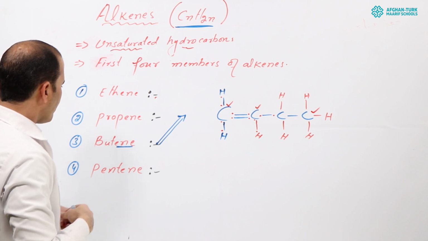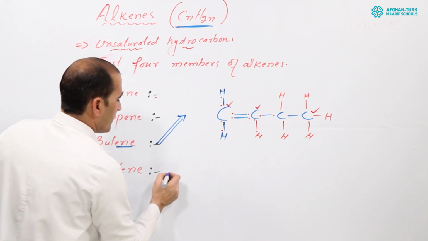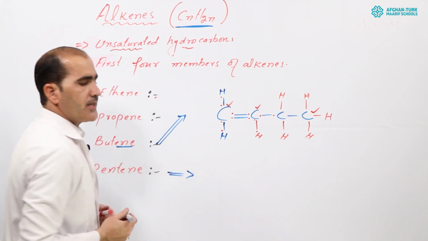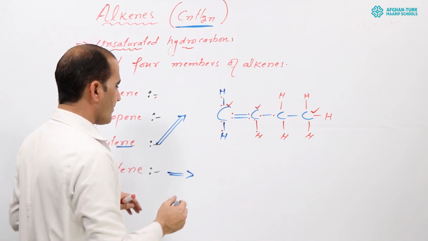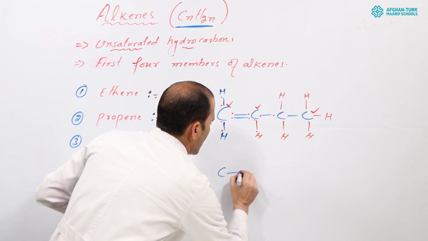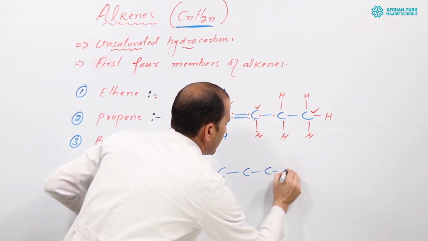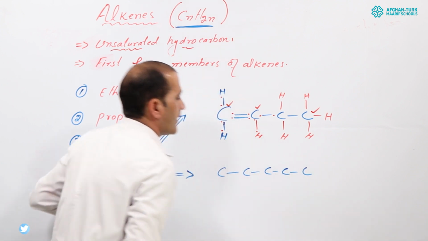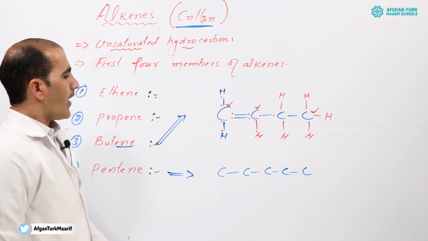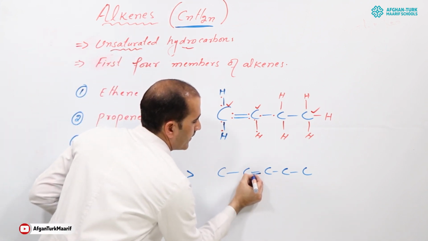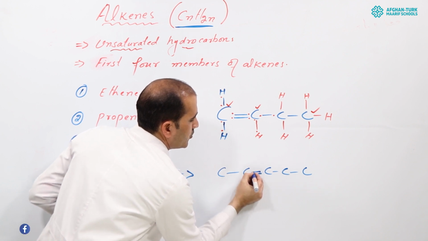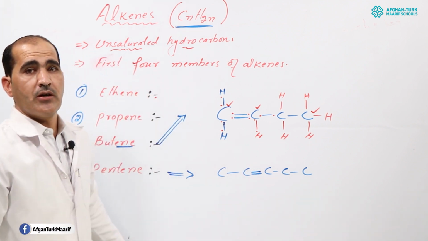Next example is pentene. Pentene, you can think about it, has 5 carbons. How many carbons are there? First of all, 5. 1, 2, 3, 4, 5. 5 carbons are here. Now if you want to give the double bond here, you can give it. It is your choice.